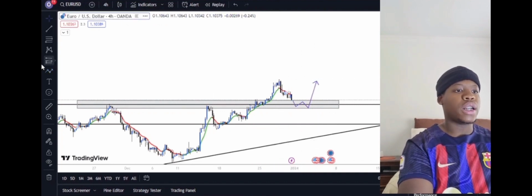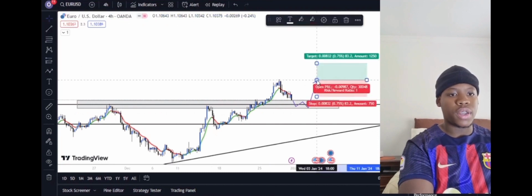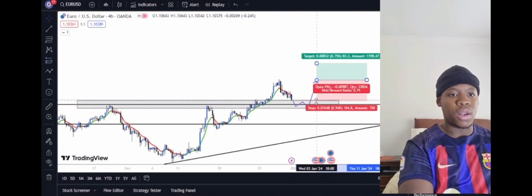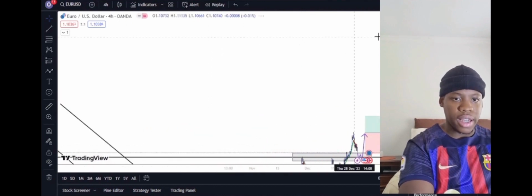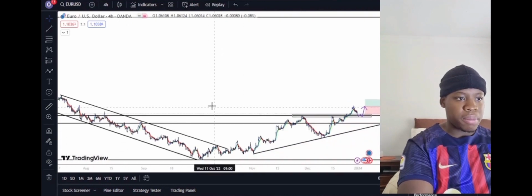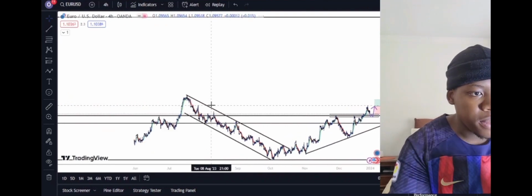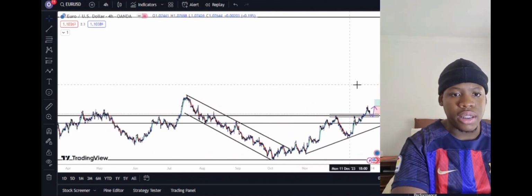We can look to put in our buy positions right over here, our stop loss just below, and our take profit. Let me find us a nice take profit, guys. But it might be looking like a short buy. At the end of the day, money is money, guys.